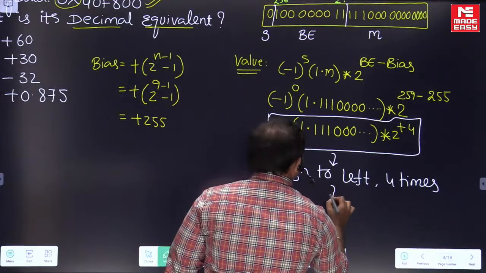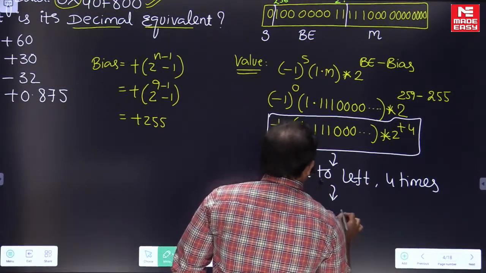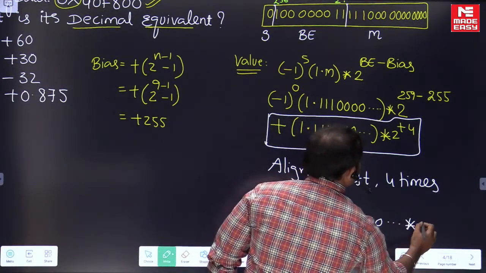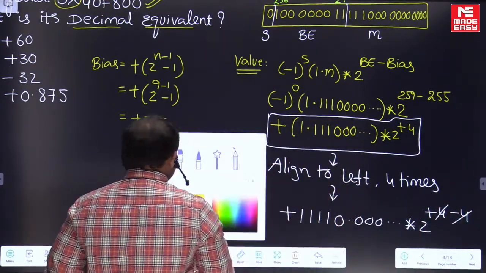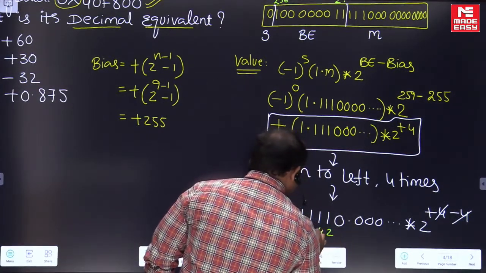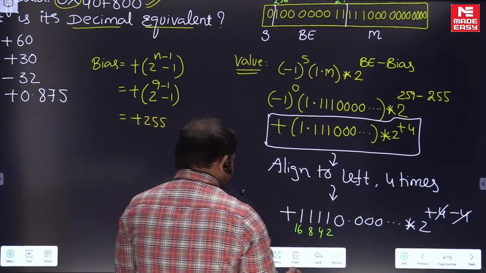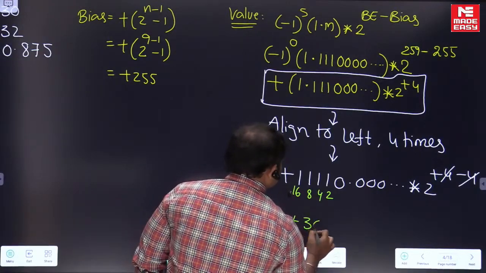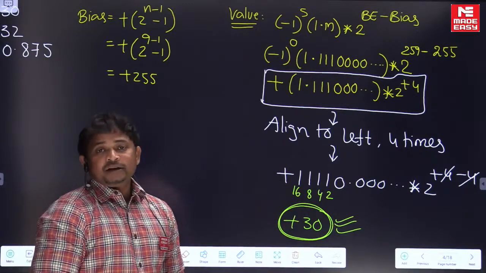So here the data becomes plus 1110, after 4 times left shift, 0.000 and so on, into 2 to the power of plus 4 minus 4. This cancels. Now report the decimal value. This is 1, 2, 4, 8, 16. This is equal to how much? Plus 30. Answer is plus 30. So the decimal equivalent of the given hexadecimal code is plus 30.